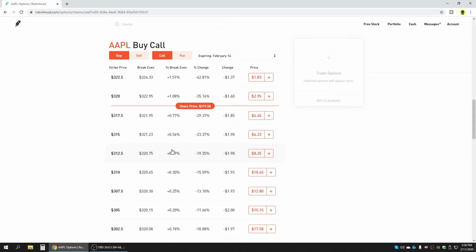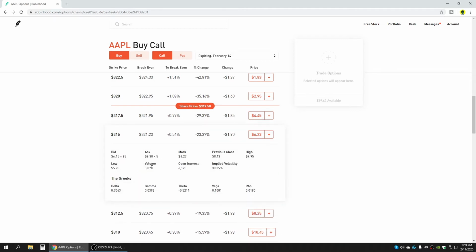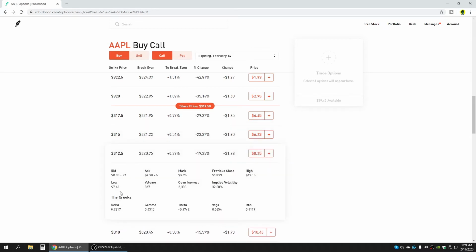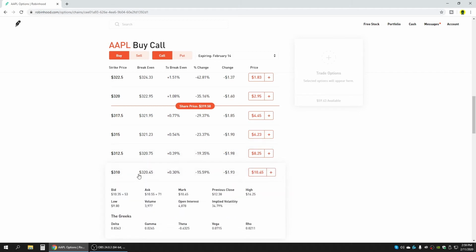But as you get closer to in the money, the delta rises. And that's just the assumption of every time a dollar move happens past your break even, the options contract moves $1 with the stock. Because once you get in the money, the delta really starts ramping up. As you can see, when you go to the 315 one, the delta is 70 cents. You go to the 312.5, 78 cents, and it just gets more and more as you get in.